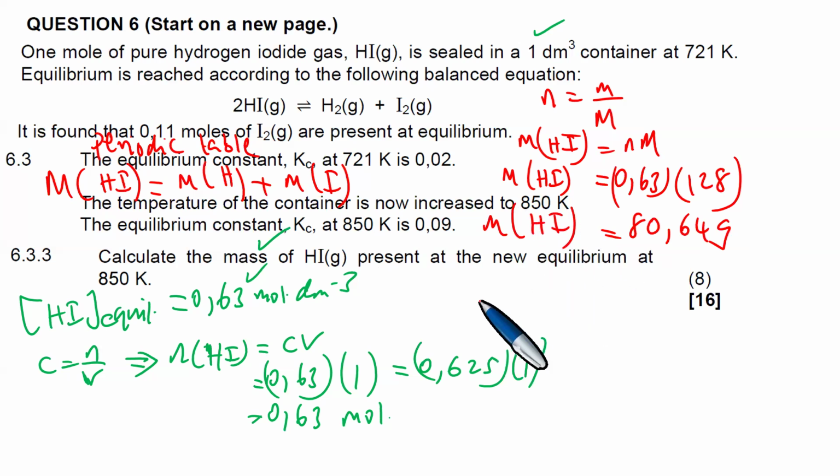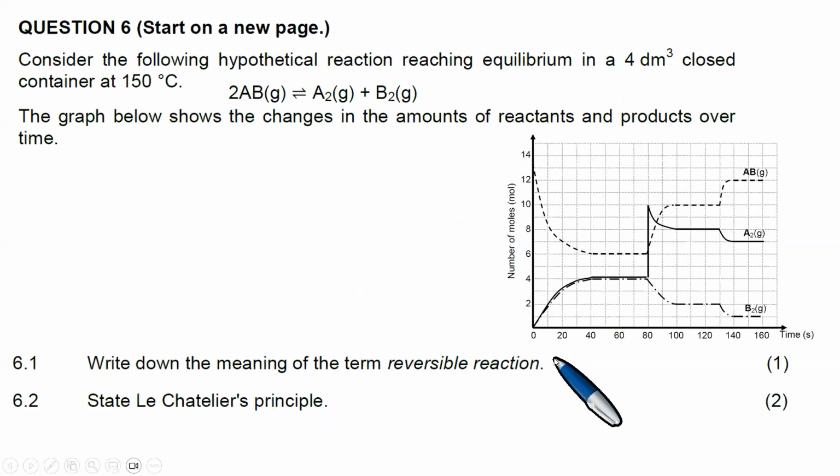Any discussion that you can bring, anything else you can mention here? But now we have to calculate the mass of hydrogen iodide present at the new equilibrium at 850 Kelvin. We found it to be exactly 80.64 grams. Any question or any suggestion now? No questions. Okay, it's a bit long and boring. Let's look at the next question.